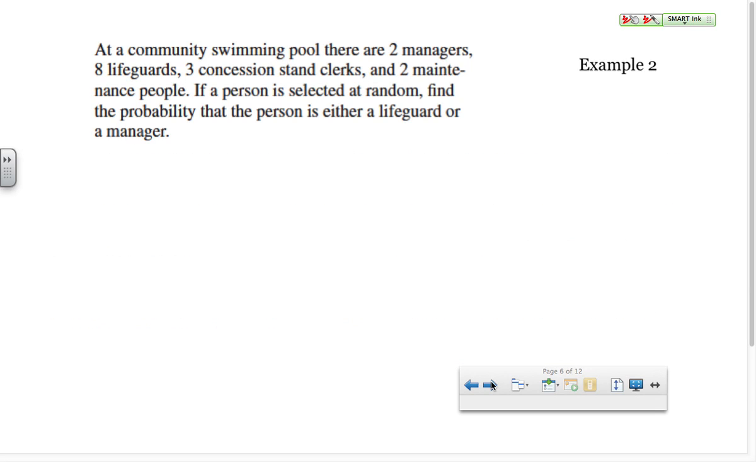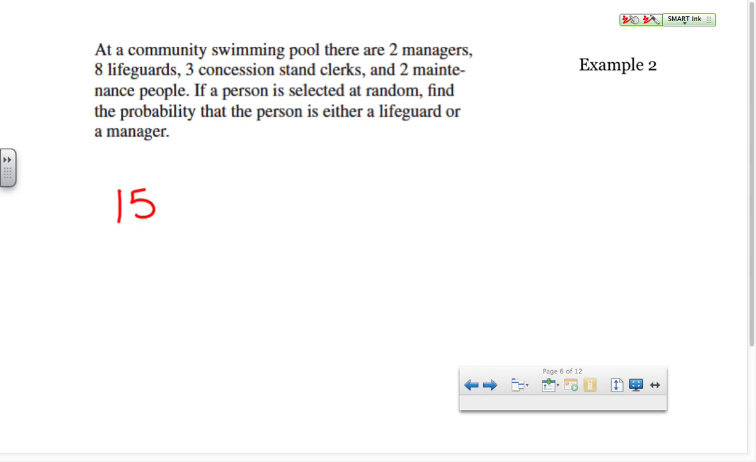Okay, practice problem number 2. At a community swimming pool, there are 2 managers, 8 lifeguards, 3 concession stand clerks, and 2 maintenance people. If a person is selected at random, find the probability that the person is either a lifeguard or a manager. So in this example, we know that they're mutually exclusive because there's nothing that says some lifeguards are also managers. So let's look at how many we have total. We have 15 people total.